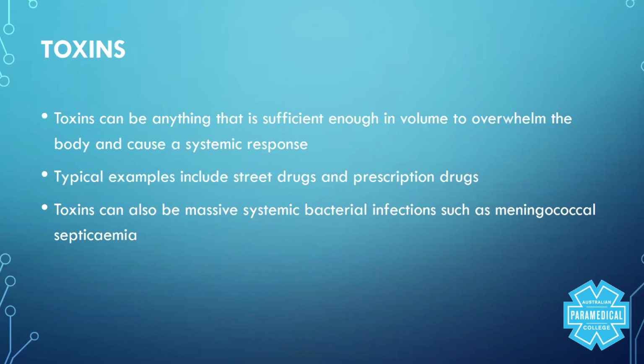Now, toxins can also be a massive systemic bacterial infection, such as meningococcal septicemia. And of course, paramedics can treat that with a broad spectrum antibiotic. Ambulance services all use their own slightly different antibiotics. But of course, for that, your patient must have the presence of the rash, which you'll notice, which is a sign of septicemia. And that's on the increase in Australia, particularly in the pediatric populations.